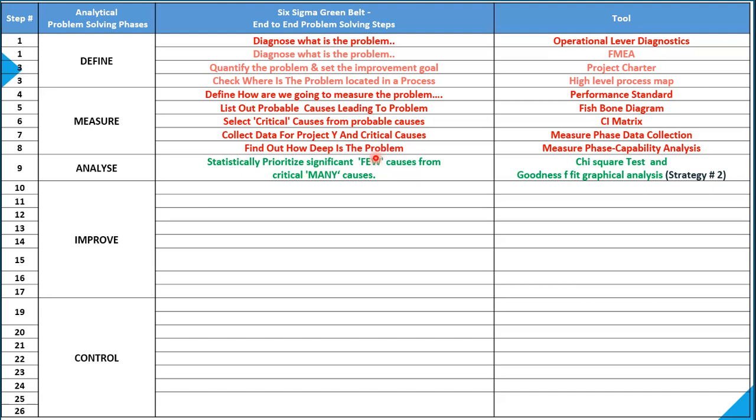In the analyze phase, we used chi-square testing and hypothesis testing to find the statistically significant few causes from the critical many causes. We did that with the help of chi-square, the goodness of fit test, and graphical analysis. Not a complete goodness of fit test, but a graphical assessment of goodness of fit. That's what we did in the series of videos previously. Now let's understand how we are going to deploy strategy number two.